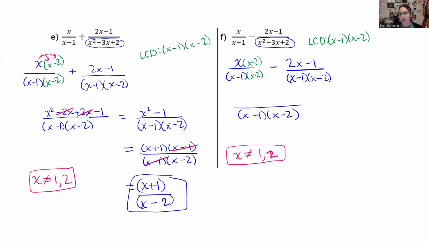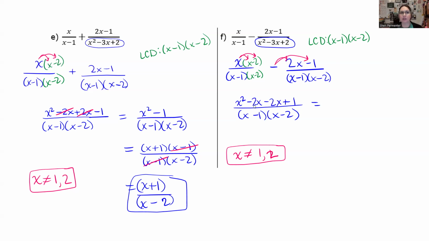In my numerator, I'm going to have to distribute the x, and I'm going to have to distribute the negative to both pieces as well. Anytime you subtract, you have to remember to subtract everything in the numerator. So I get x times x is x squared. x times negative 2 is negative 2x. And this is negative times 2x, so minus 2x. And then negative times negative 1 makes plus 1.